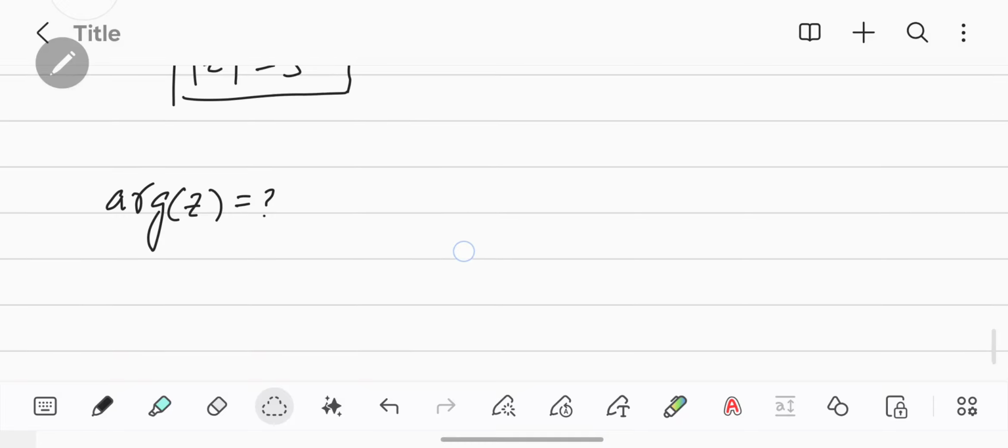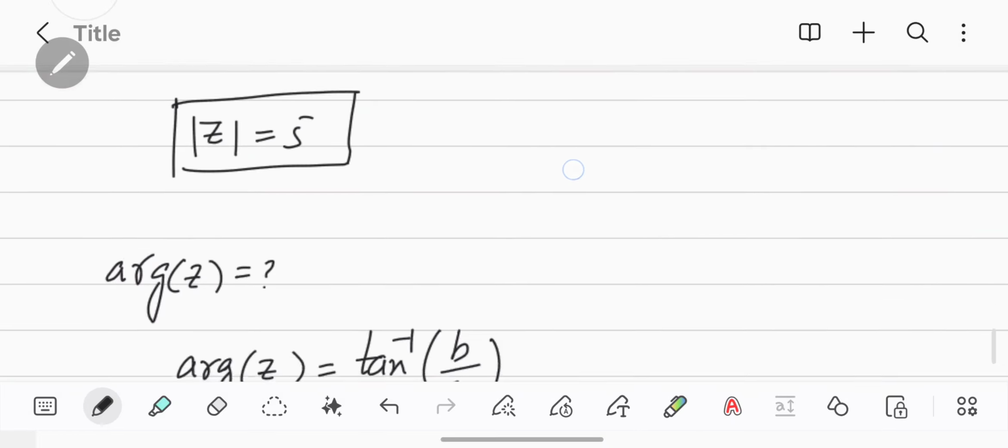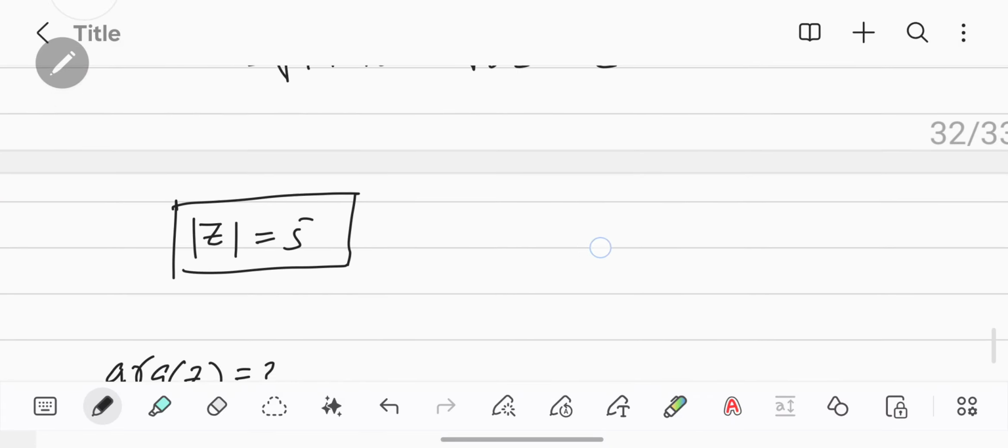So the argument of z, by the formula, which is theta, equals tangent inverse of b by a. Because this is the formula, tangent inverse of b by a. This is the argument. You know, theta and argument are the same. I told you, you can denote the argument by arg of z or by theta. So theta equals tan inverse of b over a.